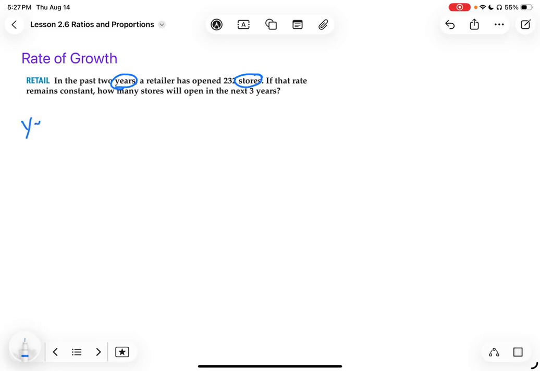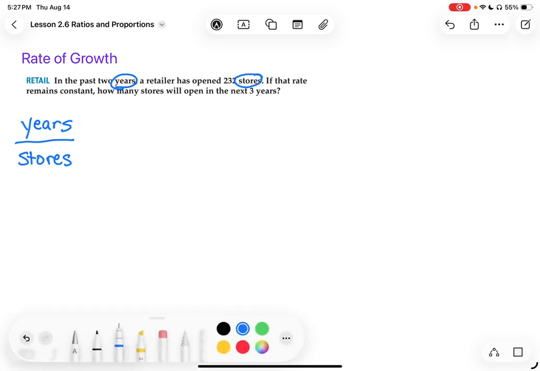So I'm going to do years over stores, and I'm not doing that for any reason other than years came first in the problem. If you did stores over years, you would still get the exact same answer. I'm writing years over stores just to remind myself that when I write these, I'm going to make sure that I put the years on top every time.